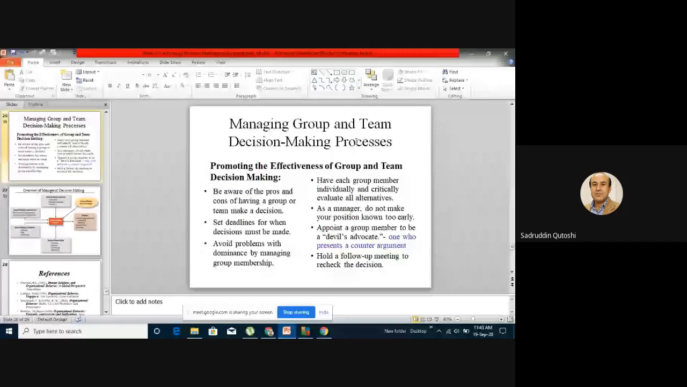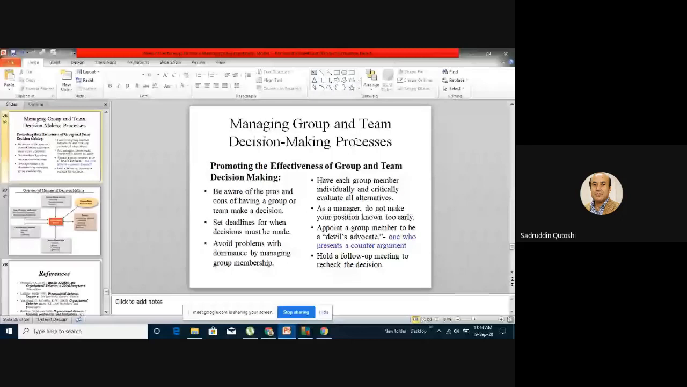Fifth one is, as a manager, do not make your position known too early. Because this is a group, let the group members come up with their own decision, and finally you can share your position with the group. The sixth important point is, appoint a group member to be a devil's advocate, a person who presents a counter argument. For example, before selecting one best alternative, there must be someone who comes up with a critique of that option, the flaws in it, so that they could discuss it.